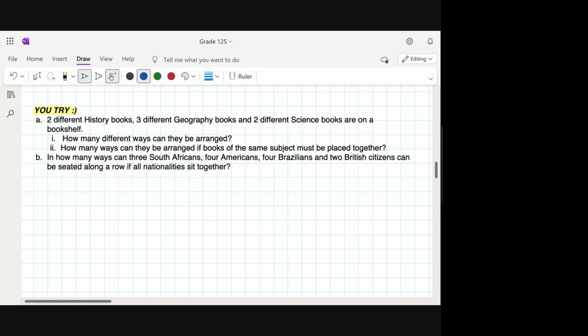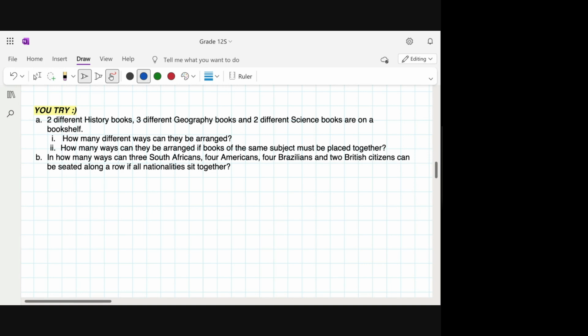All right, guys. I think I've given you quite a bit of time now to get this done. No one's asked me any questions, so I'm assuming that you're all good. So let's go work it out. It says I have 2 different history books, 3 different geography books, and 2 different science books. It's quite important that it's saying different each time. And they're on a bookshelf. How many different ways can they be arranged?